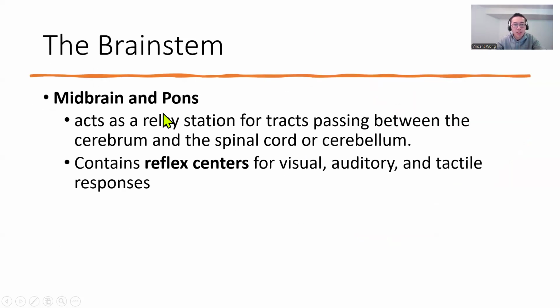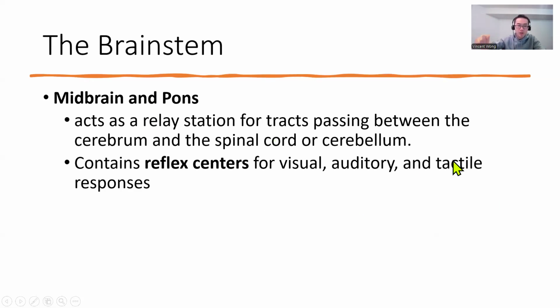Okay, so midbrain and pons, they act as relay station for communication between various parts of the body, specifically the cerebrum and the spinal cord, as well as the cerebellum. And they have reflex centers for visual, auditory, and tactile response. An example of visual reflex is if you see something flashing, your head automatically turns and looks at it, right? That's a reflex. Same thing, if you hear a loud bang in the kitchen, then automatically you kind of jump a little bit and then you look in that direction, right? That's a reflex that is carried out by the cranial nerves located in the midbrain and the pons.